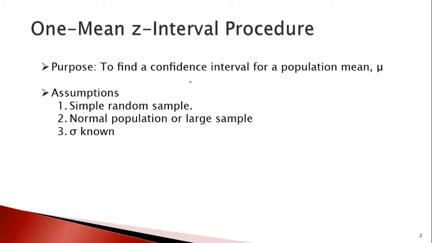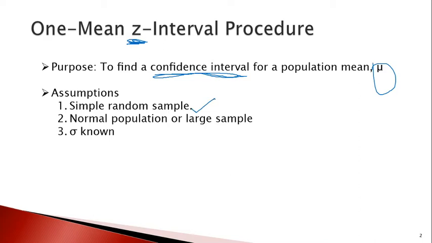This interval procedure, we use the Z table for our calculations. Our purpose is to find the confidence interval. Remember that this is our goal, to find the confidence interval for the population mean mu. First of all, we make some assumptions, like always, our sample is a simple random sample.